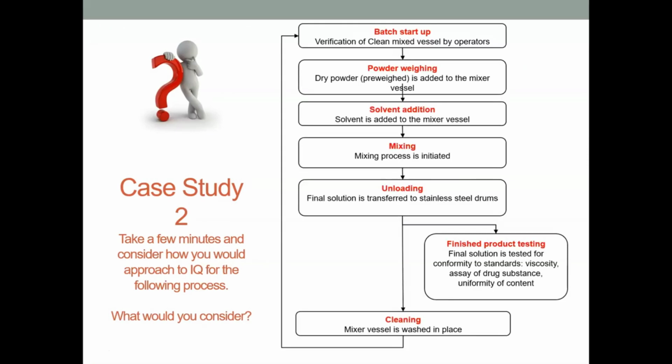Okay, so case study number 2. Take a few minutes to think how you would approach the IQ for the following process. You've got your batch startup where you're verifying that your equipment is cleaned by the operators. The powder is pre-weighed and added to the mixer vessel. You're adding a solvent to the mixer vessel and you're mixing. You're unloading your final solution and transferring into steel drums. Your finished product testing includes conformity to standards, viscosity, assay of drug substance, and uniformity of content. And then your mixer is washed in place.